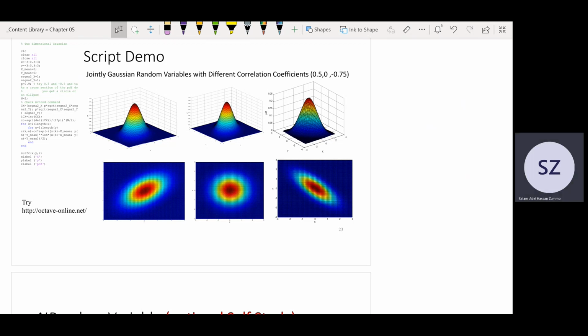So if here we have rho equal 0.5, and this is rho equal to 0, and this is rho equal minus 0.75. When you see rho equals 0, you can see a pure circle. Here the two variances are pure circle. There is no specific direction that makes x go with y. Basically they are uncorrelated. While for 0.5, you see that as x increases, y increases.